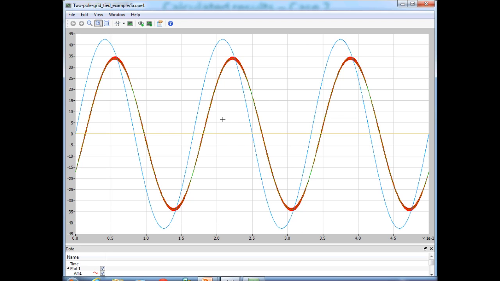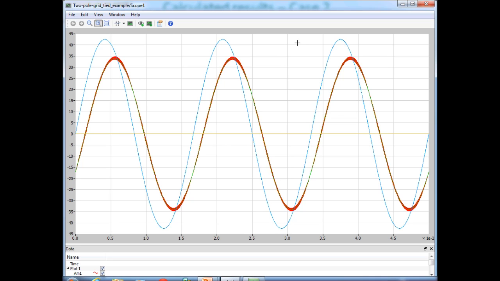Also, you can see that the current lags the voltage, and we can show that to be exactly 30 degrees, because the signal that we applied for verification was at a minus 30 degrees lagging angle. Therefore, the actual grid current is also verified to be lagging by 30 degrees.